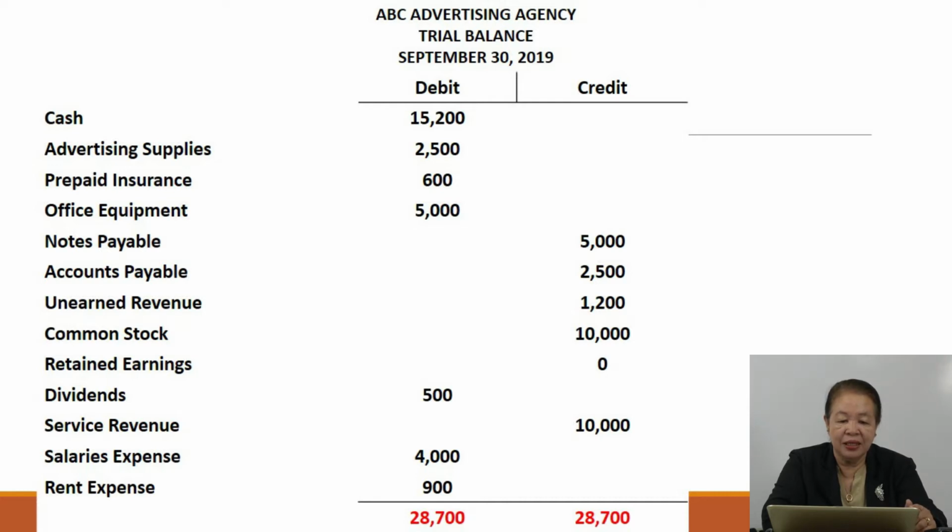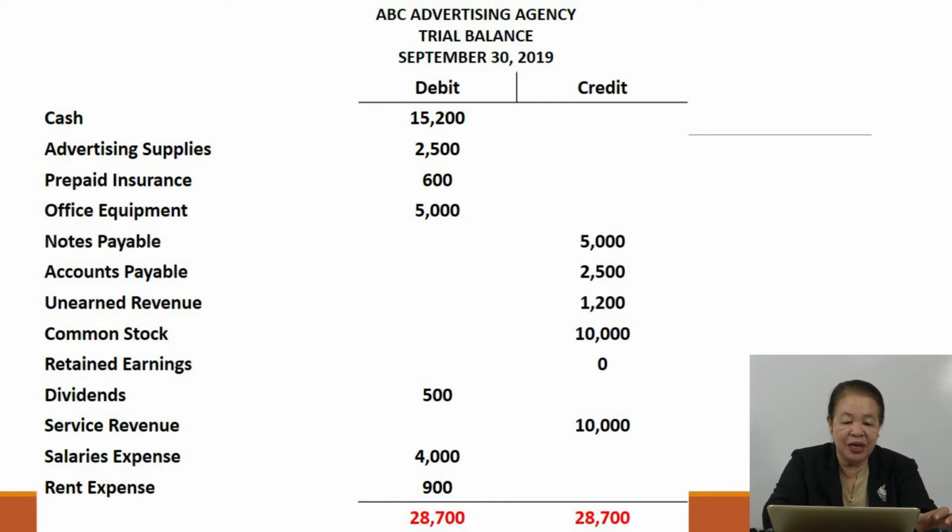Advertising supplies, depende, no? Kung expense na to sa income statement, kung hindi pa siya ubos, pwede pang gamitin, nasa balance sheet as asset. Prepaid insurance, nasa balance sheet pa rin, no? Kasi prepaid pa siya, hindi pa siya gamit. Hindi mo pa siya pwedeng ilagay sa expense. Office equipment, ganun din, nasa assets pa. Kasi hindi naman nauubos ang office equipment.